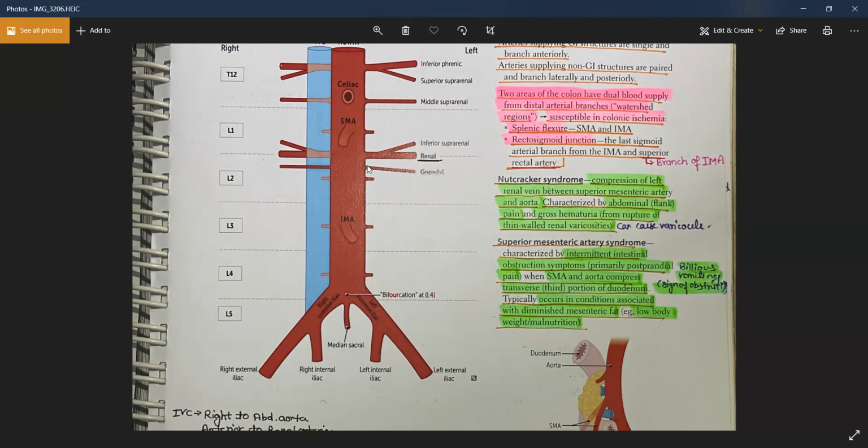Just after the renal arteries, the aorta will give off the gonadal branches, which are for each of the ovaries or the testes. Then comes the inferior mesenteric artery. And just after the inferior mesenteric artery, the aorta will be divided into the right common iliac and the left common iliac artery.